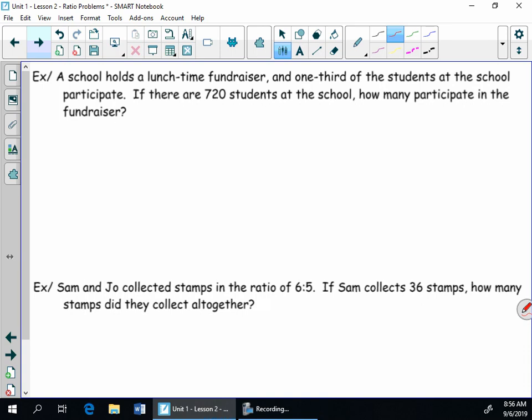A school holds a lunchtime fundraiser, and 1/3 of the students of the school participate. If there are 720 students at the school, how many participate in the fundraiser? So where's the ratio that we know? I have a lunchtime fundraiser, and 1/3. What do I know about the number 1/3? That's 1 out of 3. Hey, that's a ratio, right? It's a different way of giving us that ratio again. This is 1 out of every 3. That's my total. Kind of like the percentage way, but in a different form.